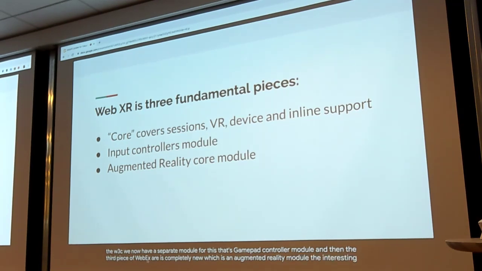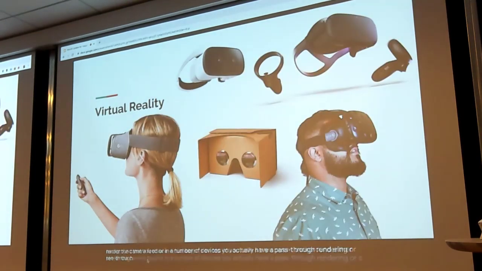The interesting part is all this really does today is it has a different mode that says when you render on this device, in this mode, in this session, paint the real background as well. Instead of having a black background that you draw virtual objects on top of, you have a transparent background. Either render the camera feed or in a number of devices, you actually have a pass-through rendering or a see-through rendering.